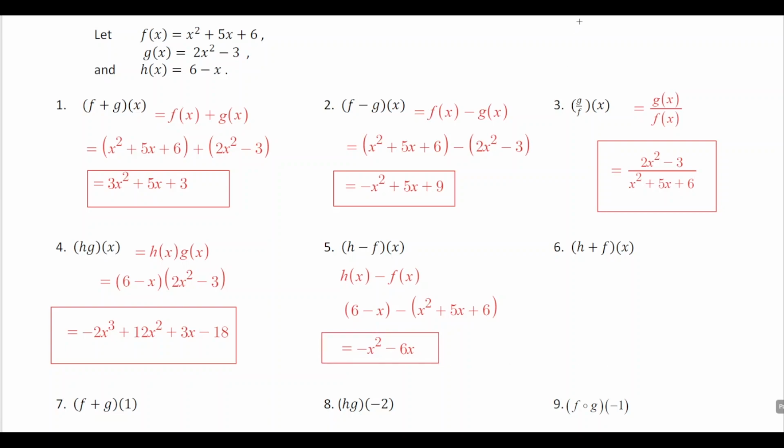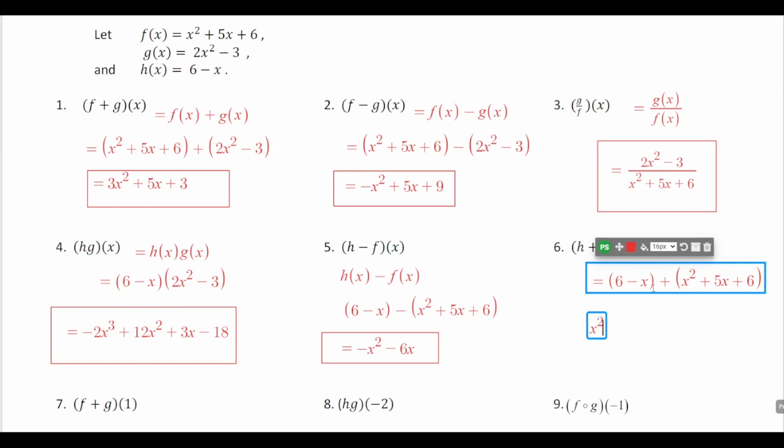For number 6, we have h plus f of x. So h plus f, we've got 6 minus x plus f of x, which is x squared plus 5x plus 6. And we want to combine all our like terms here, so we get the x squared. Here the parentheses are not as necessary. In fact, they're not really necessary at all, but it can be helpful to see the two functions grouped up like that. 6 plus 6 is 12.